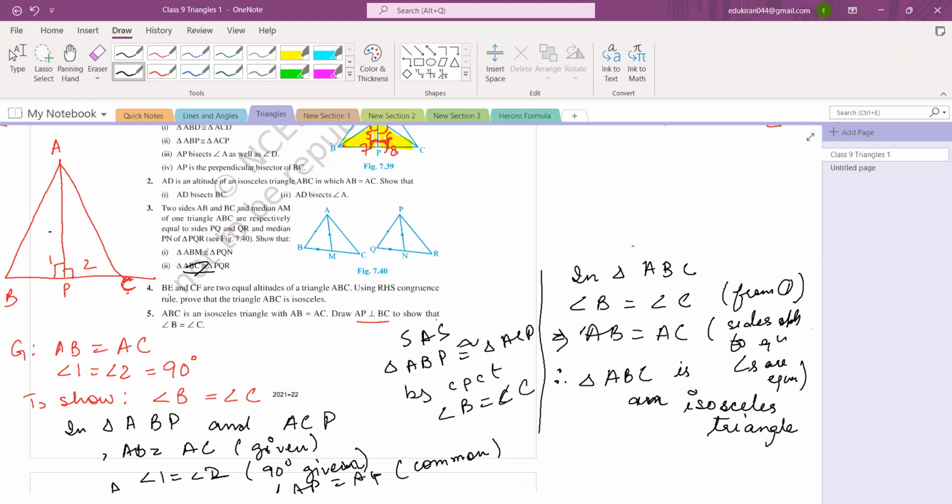I think the first question of this exercise, because it has 4 parts, it's good. You just practice it well, it can come in the exam also, I think. Third one is also fine.